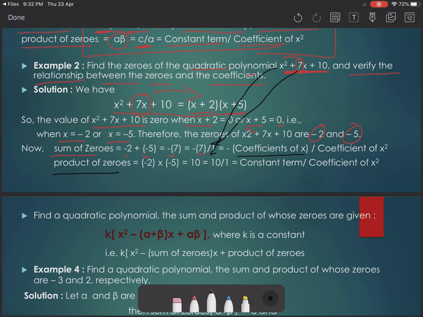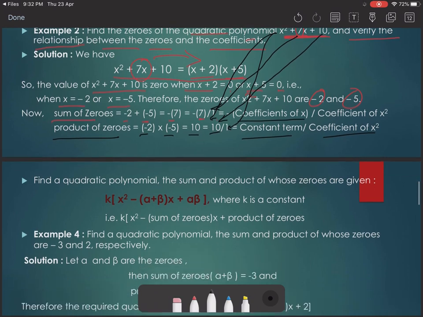Similarly, the product of zeros, minus 2 into minus 5, what do we get? 10. 10 is the constant term and 1 is the coefficient of x square. In this method, we can verify the relationship between zeros and the coefficients. First, we have to find the zeros of the polynomial by the factorization method and then simply verify the relationship.